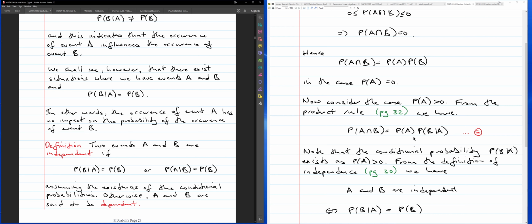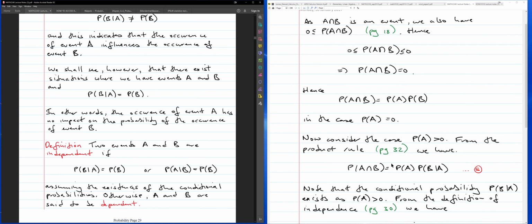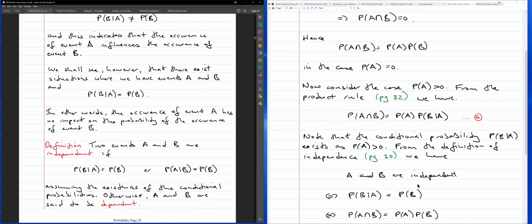Now, I want to show that if A and B are independent, then probability of A intersect B is equal to probability of A times probability of B. Using the product rule over here and the fact that A and B are independent, the probability of B given A is just equal to probability of B. So I can replace this probability of B given A by probability of B, and that gives me what I want.